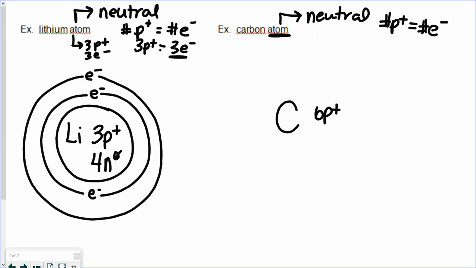And it will have, sorry, I'm looking at multiple things. Its atomic mass is 12.01, which you would round to 12. So in this case, it will actually have 6 neutrons as well. So that represents our nucleus.